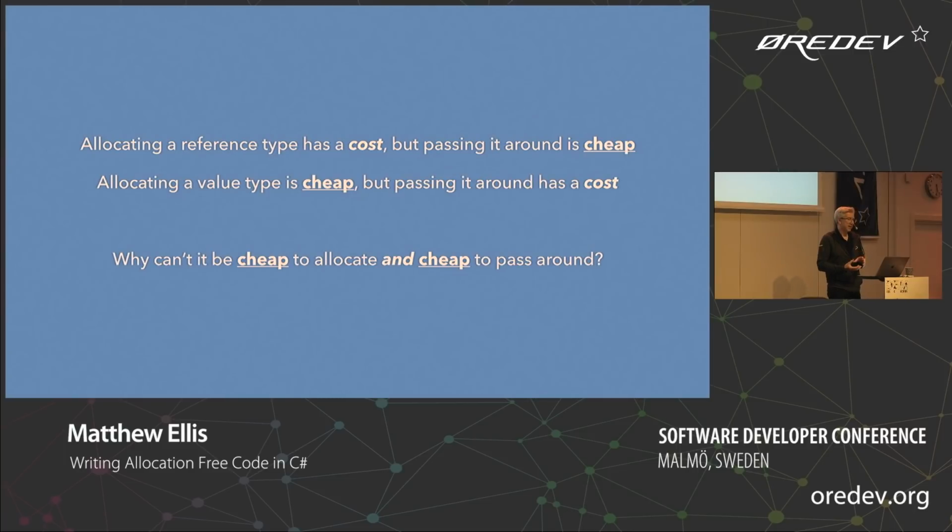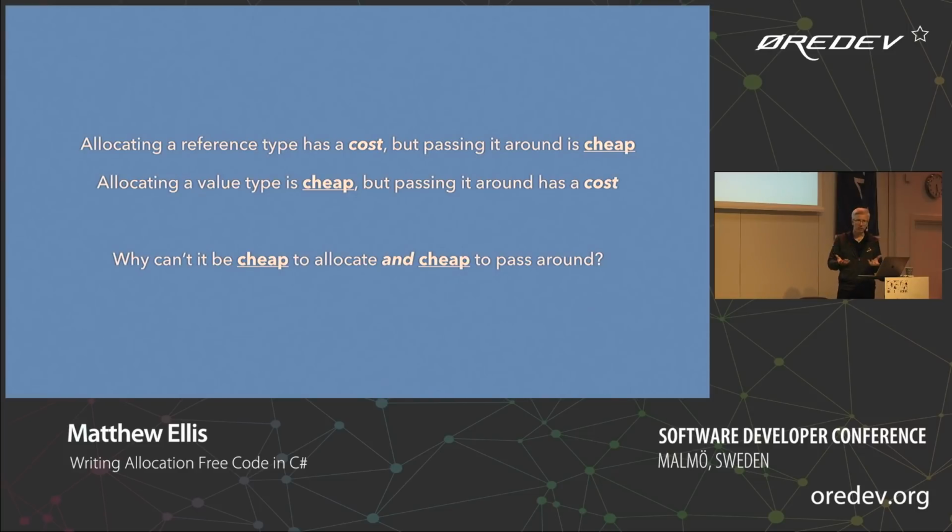It's the idea that allocating a reference type, allocating and freeing and having managed memory here, has a cost, so with garbage collection and so on, but passing it around is cheap. It's nice and cheap to pass a reference to another object, and it's all pointing at the same object, and you can use it, and you can modify it. Whereas on the other hand, allocating a value type is cheap. It's cheaper to allocate and free a value type, but passing it around has a cost. You're paying for the copy, although that's not necessarily terribly expensive, but you also have the downside of not being able to modify that.